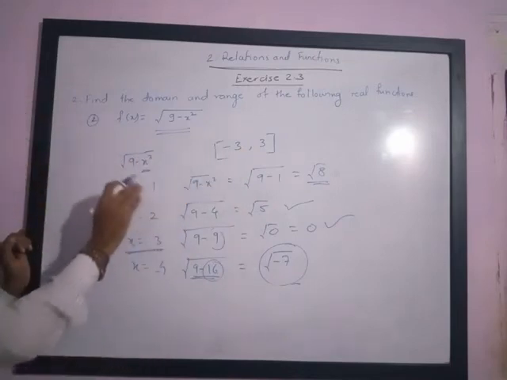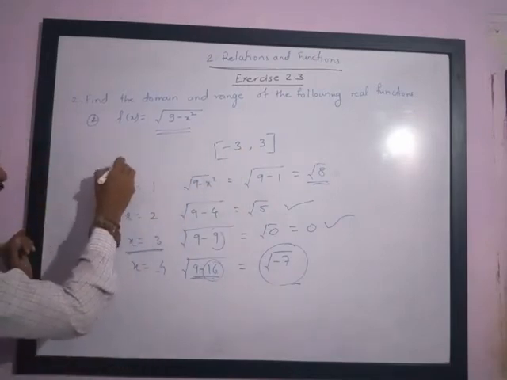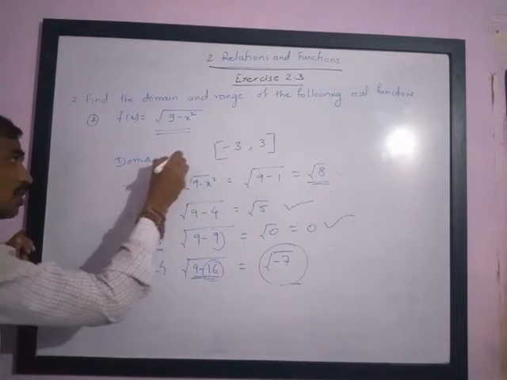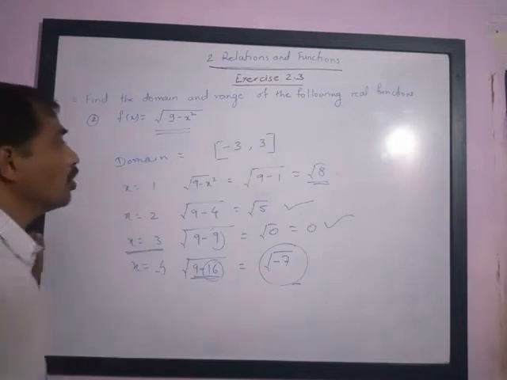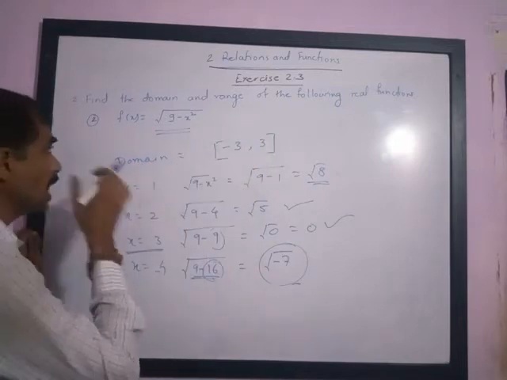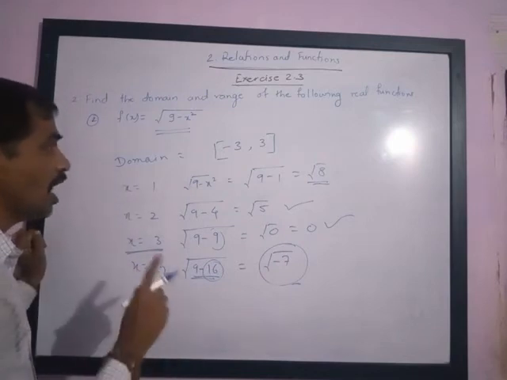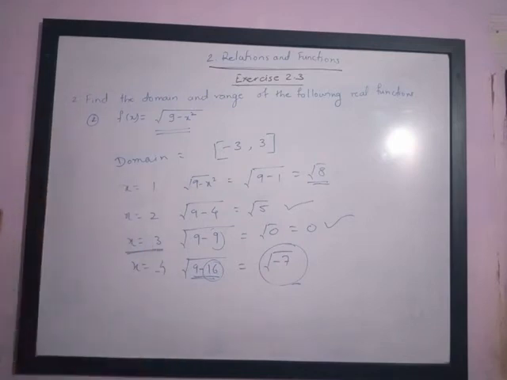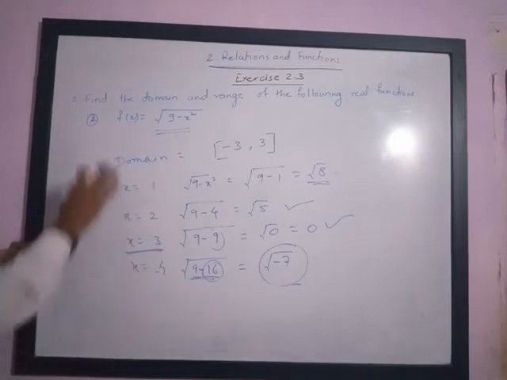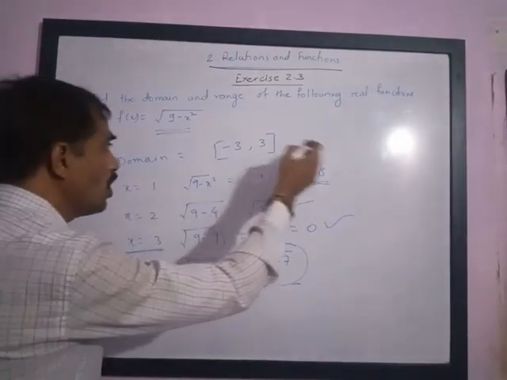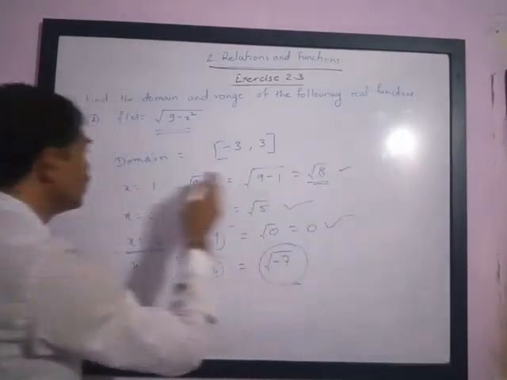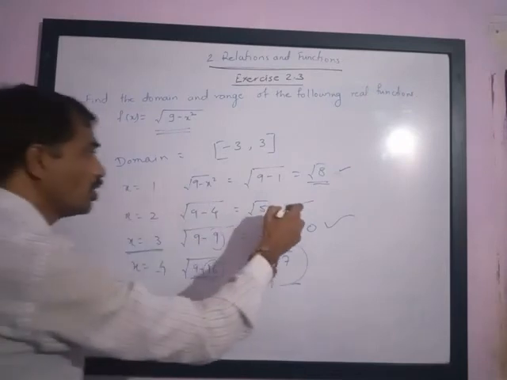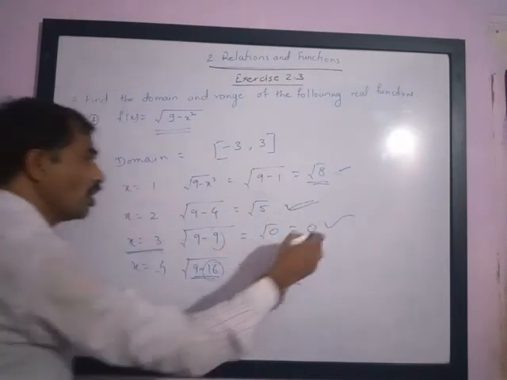So the domain will have the values from negative 3 to positive 3 both included, and try to understand the range. Now, if you try to understand the range, f of x is equal to, in this case, we have got root 8. For 2, we have got root 5. For 3, we have got 0.